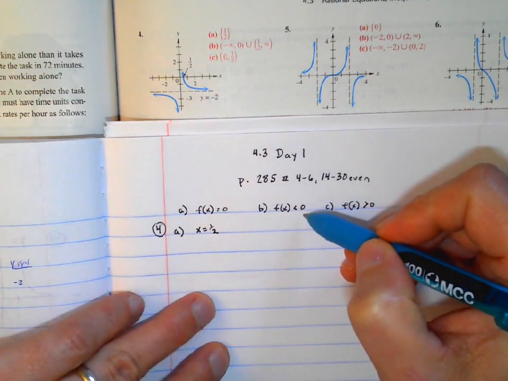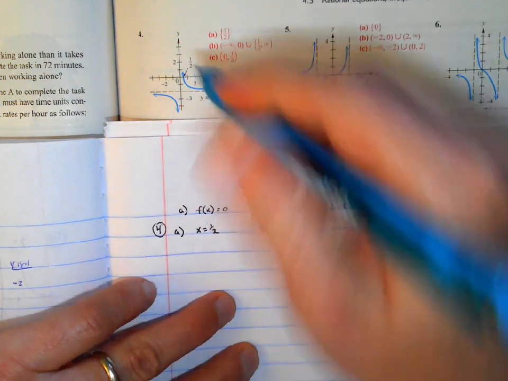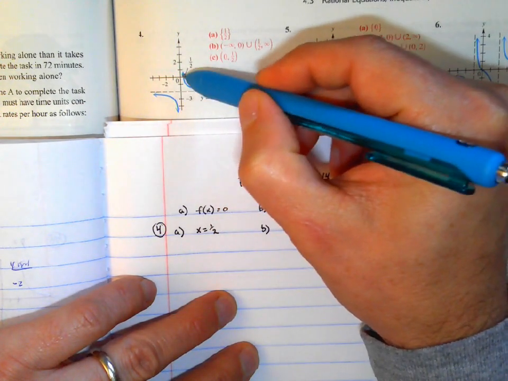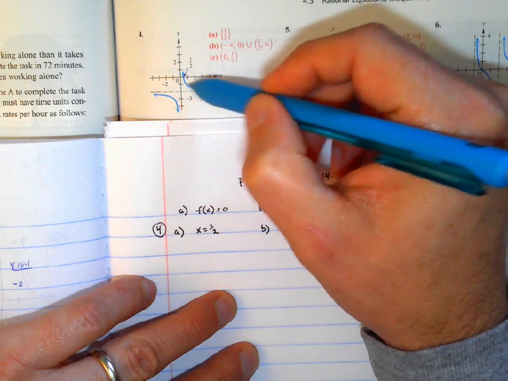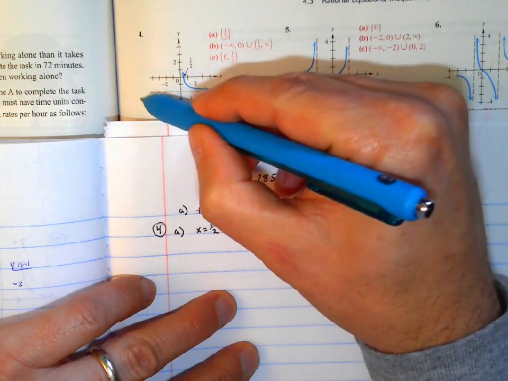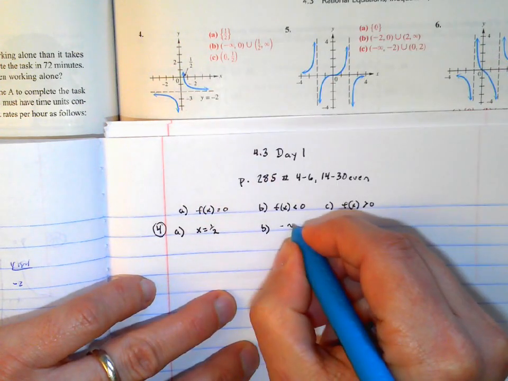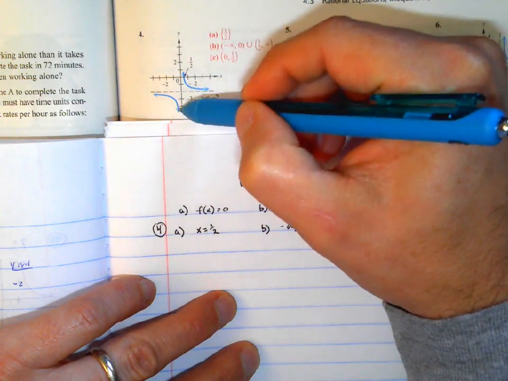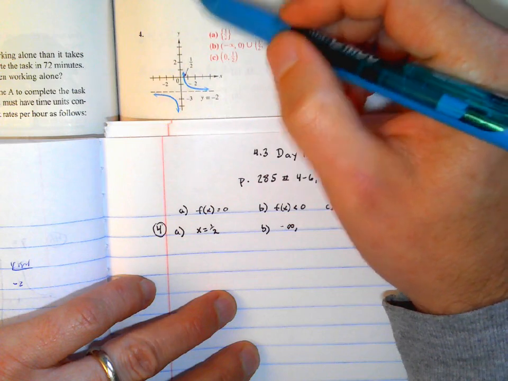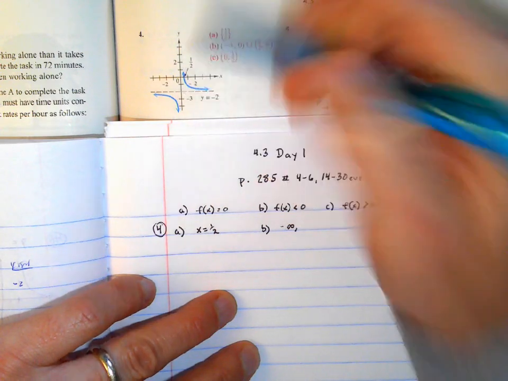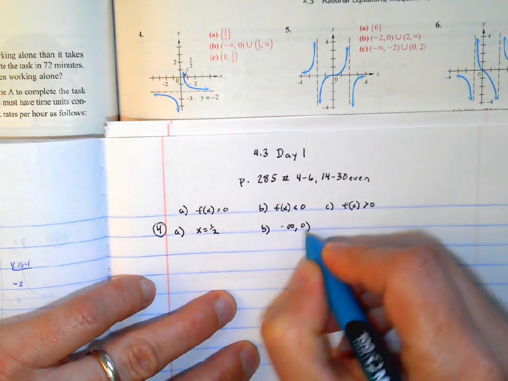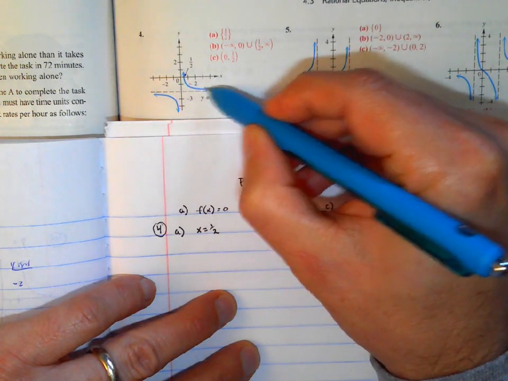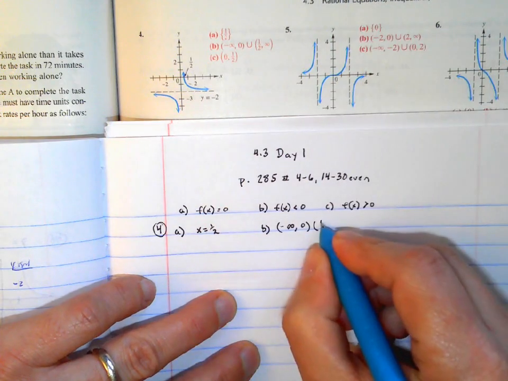Where is it less than 0 for part b? So less than 0, all of this is less than 0, and all of this part here is less than 0. This is greater than 0. Okay, so this part here would be from negative infinity, and it looks like our asymptote here is at 0. Okay, it's also from 1/2 to positive infinity as well.